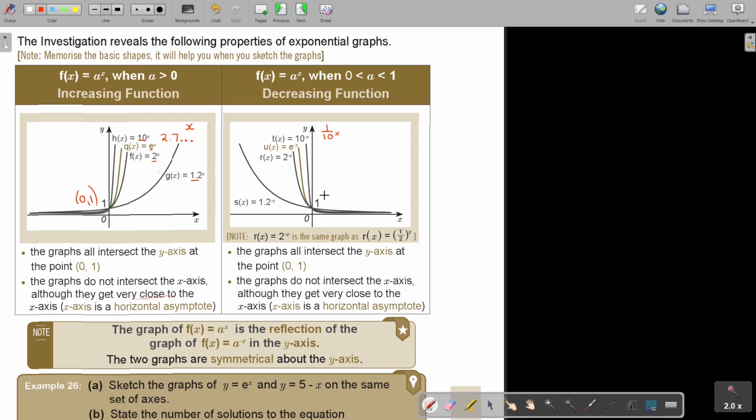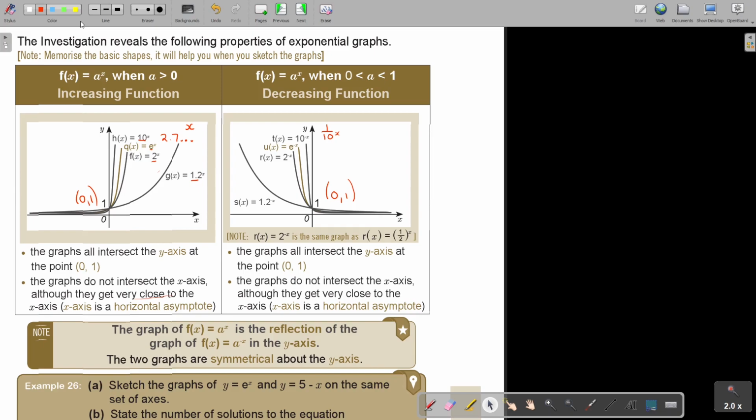So it's actually also crossing there at 0 and 1. Okay, so let's just go through a few points. 2 to the power of negative x is the same. Okay, this is very, very important. So this is where the fraction is coming in. So if it's 2 to the power of negative x, it's this.